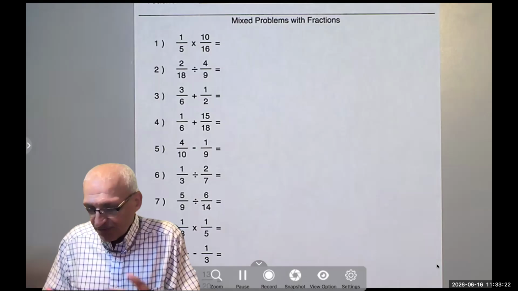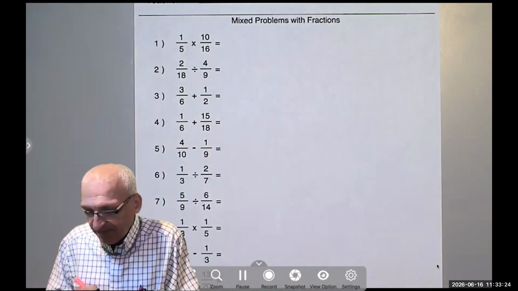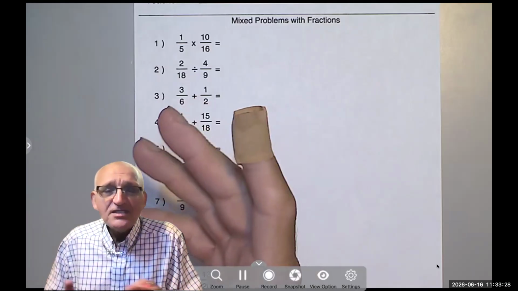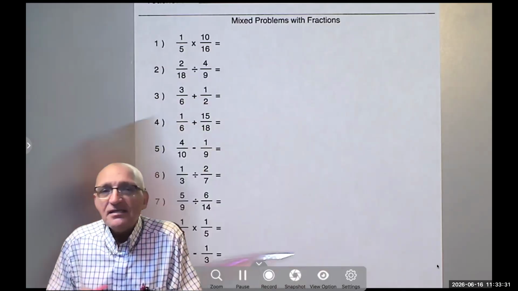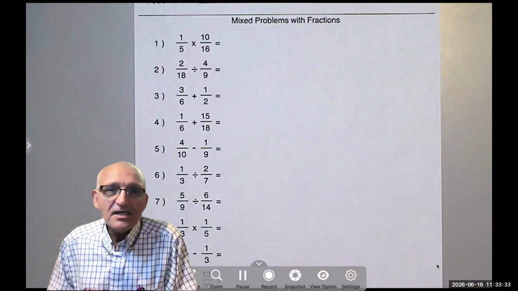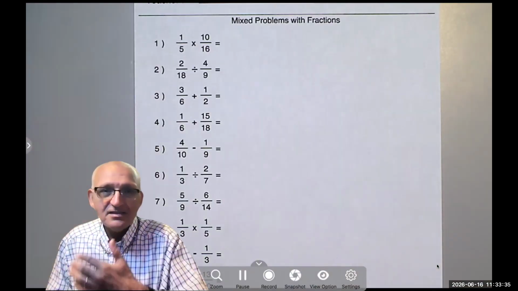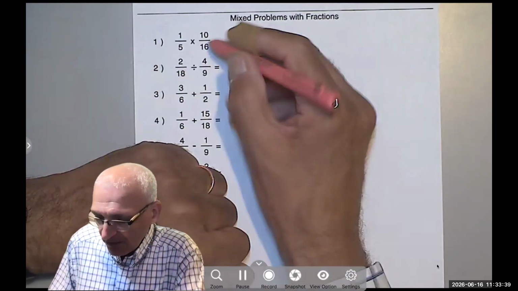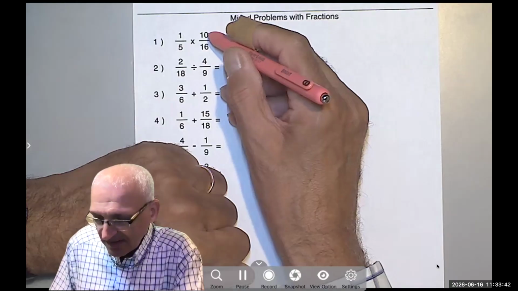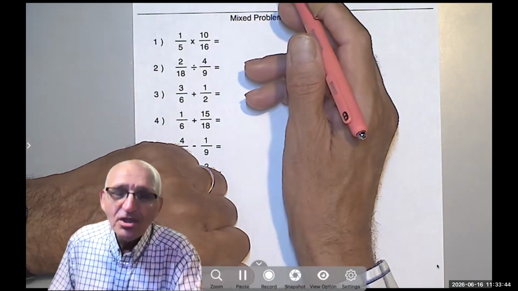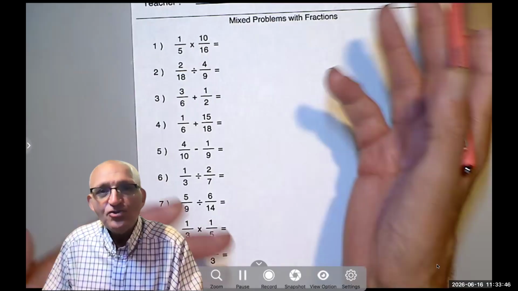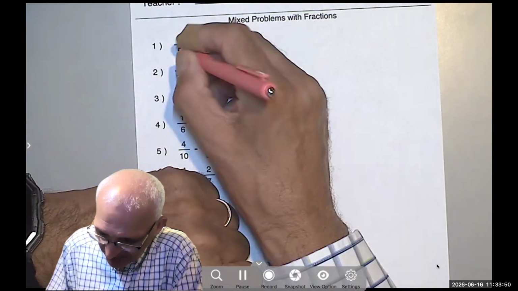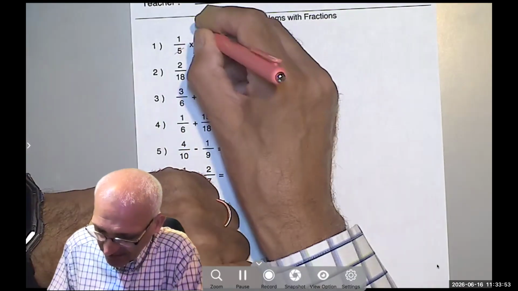Alrighty, so the first question says 1/5 times 10 over 16. Well, what you have to do is simplify as much as you can and then just multiply the numerators and the denominators. So I see that 10 is divisible by 5. Some people would say, well, I can simplify 10 and 16 by dividing by 2. Of course, that's what we are going to do eventually. But I can see that 10 is 5 times 2. So if I divide top and bottom by 5, I get the 2.